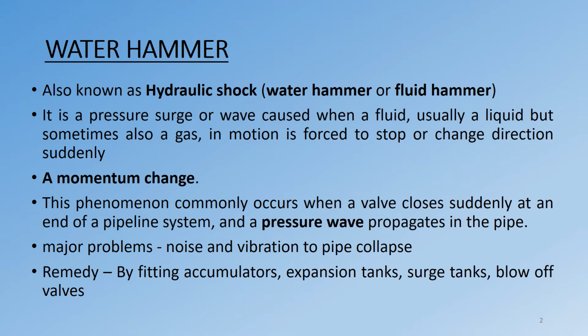It is basically a pressure surge or wave caused when the fluid, usually a liquid, but sometimes it can also be gas in motion, is forced to stop or change the direction suddenly. So what is happening here is that when a liquid is flowing freely through a pipeline and suddenly we are changing or stopping the direction of the flow by some mechanism, for example a valve or a bend in the pipe, etc. So the smooth flow of the liquid or the water is obstructed here, and therefore we can tell that there is a sudden momentum change happening.